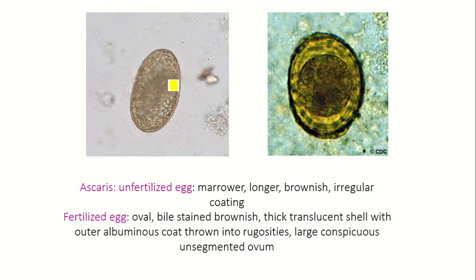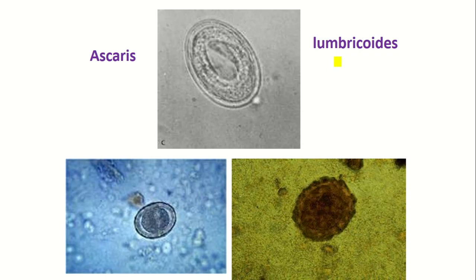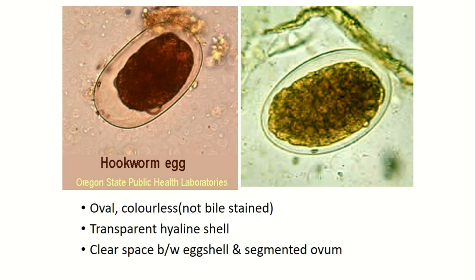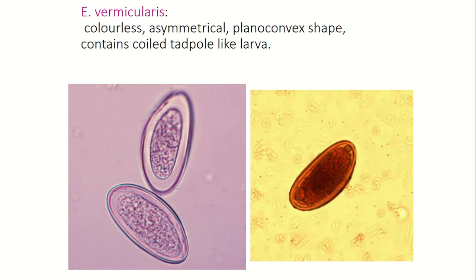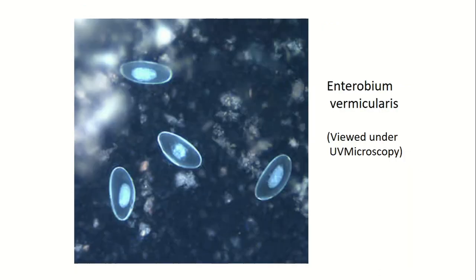Ascariasis, these are the unfertilized egg, and this is the fertilized egg. Again the same thing, roundworm eggs, and hookworm egg. Now this is a bipolar, barrel-shaped operculated egg, that is Trichuris trichiura, and the operculum is situated at both poles, that is bipolar. Trichuris trichiura is particularly seen in children. Enterobius vermicularis has a planoconvex shape. This is the typical egg of Enterobius vermicularis.